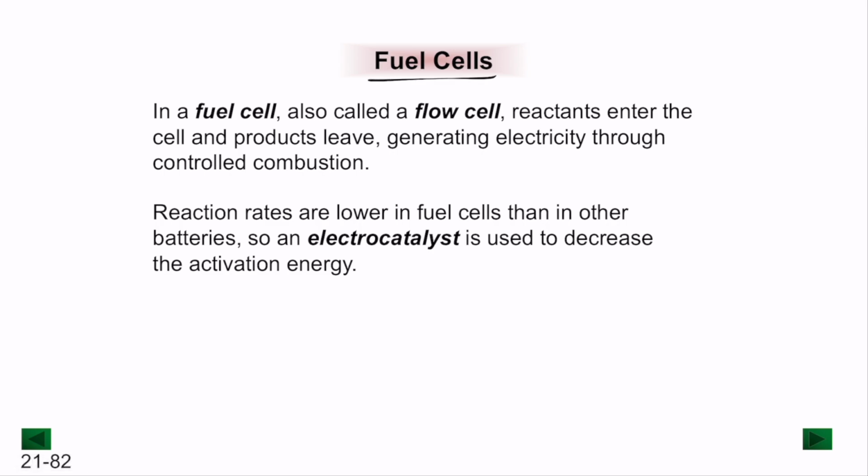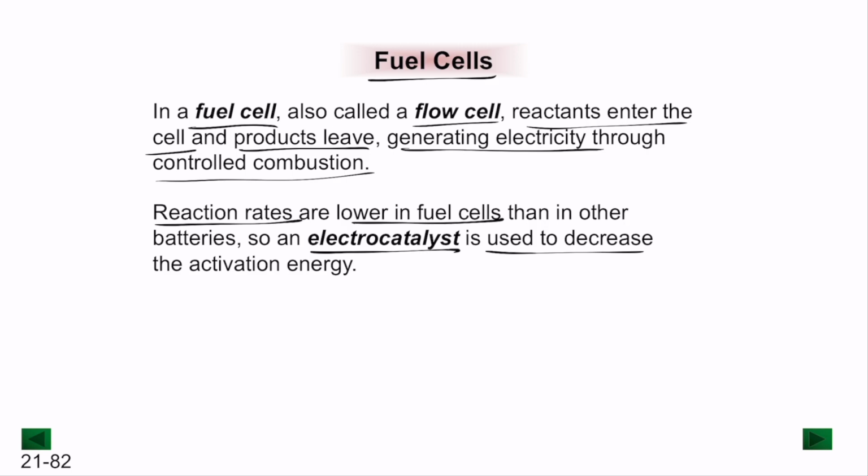Next, let's talk about fuel cells. In a fuel cell, most commonly also called a flow cell, reactants enter the cell and the products leave, generating electricity through controlled combustion. The reaction rates are lower in fuel cells than in other batteries, so an electrocatalyst is used to decrease the activation energy.